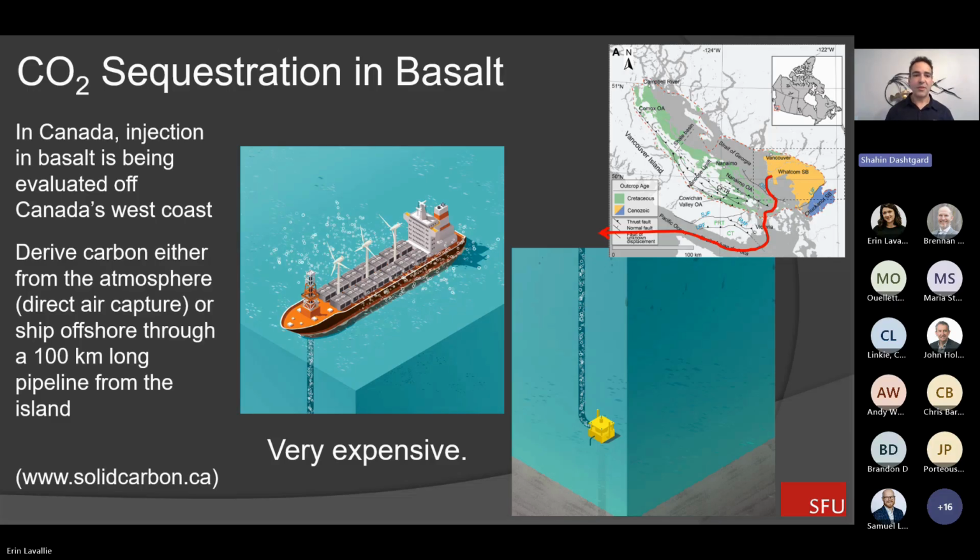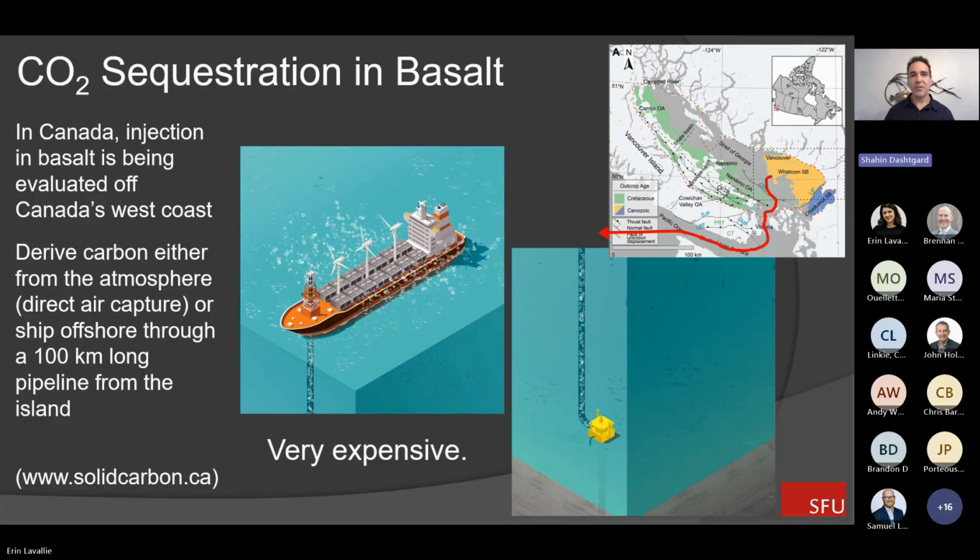The other option would be to build a ship that can capture CO2 directly from the atmosphere and then sequester that CO2 directly below the ship. Again, the problem with that is that we're trying to capture very low concentrations of CO2, 0.04% of the atmosphere, and then injecting it underground. So again, the cost is very prohibitive.